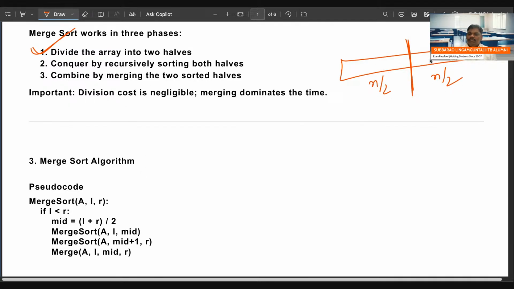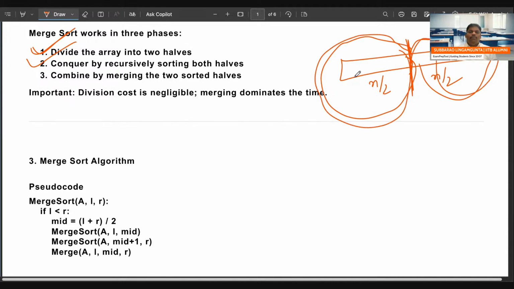Next, if you want to sort this entire array, you divide it into two parts. First sort this half, next sort this other half. Conquer by recursively sorting both the halves. Using recursion, sort the left half, and sort the right half also.